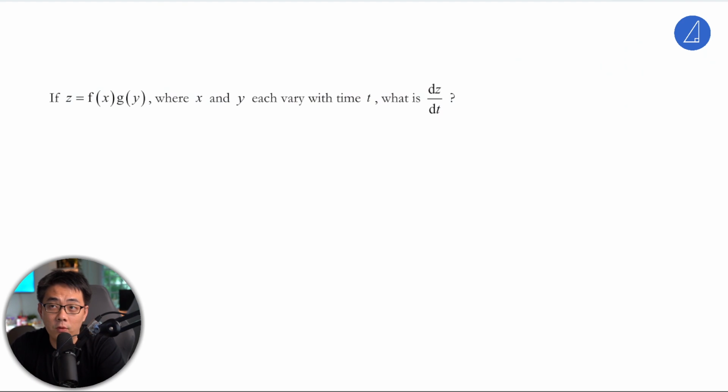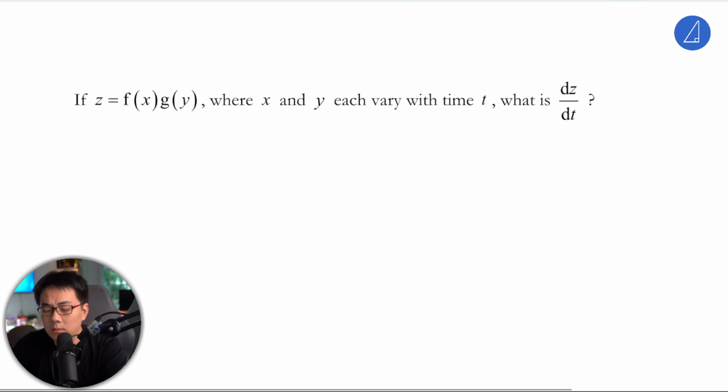Hi, students. Let's look at this question here, which is how do you find dz/dt without using implicit differentiation. Okay, let's see how we can do this. In the syllabus, we don't really know how to use implicit differentiation yet. If you know the technique of implicit differentiation, this will be much faster. But now we are told to find dz/dt, right? So just z equals f(x)g(y).